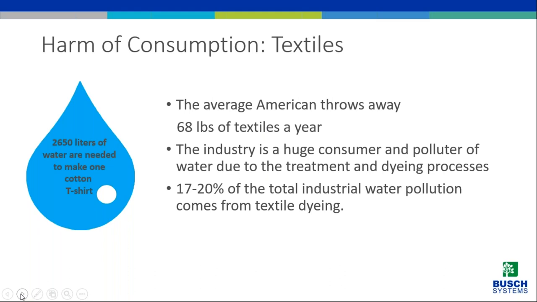So to make one cotton t-shirt, it requires 2,650 liters of water. This is the equivalent to 27 bathtubs full of water. Our overconsumption of clothing and our obsession with the fashion industry is a major contributor to this issue. And because of the increase in consumption, 100 billion new garments are produced every year, and this is double the amount that was being produced in the year 2000.